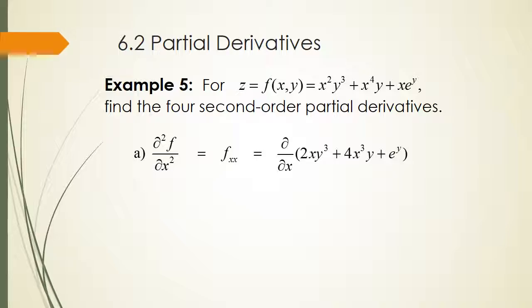Okay, so the first derivative with respect to x, you're going to get 2xy to the third plus 4x to the third y plus e to the y. And then taking the derivative of that with respect to x gives you 2y to the third plus 12x squared y.